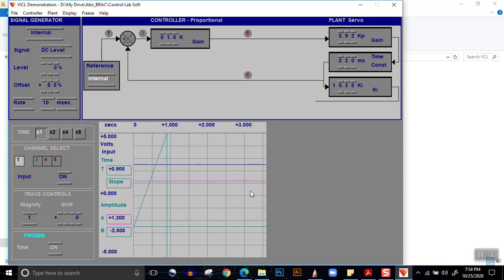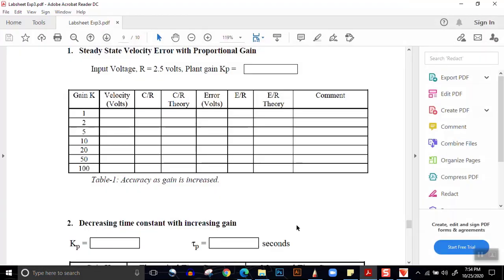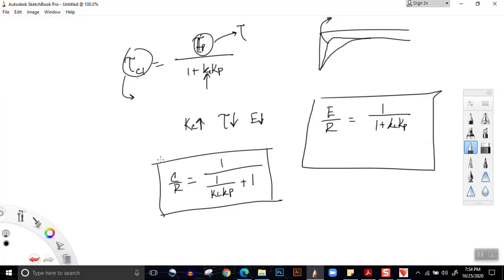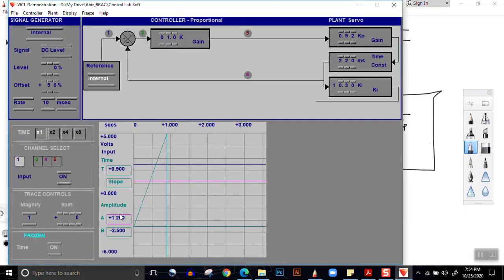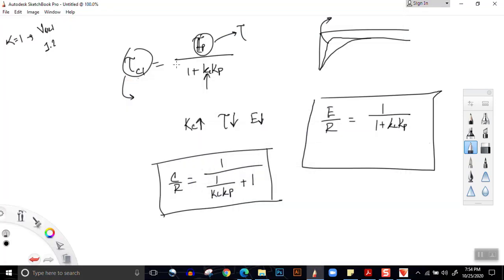Try to make it as perfect as possible. Okay, output is 1.2 volts. So if we look at here, for gain K equal to 1, I write it here. For gain K equal to 1, V well will be equal to 1. Let's check again. 1.2 volts. So V well is equal to 1.2.